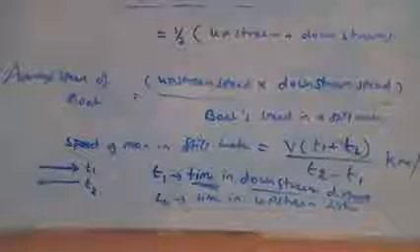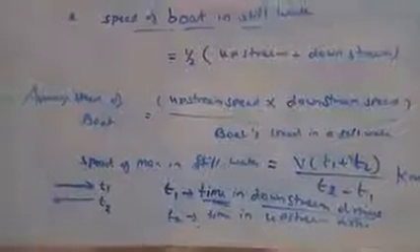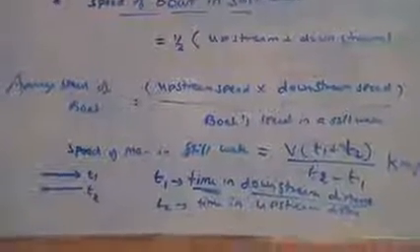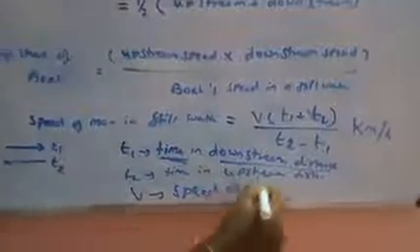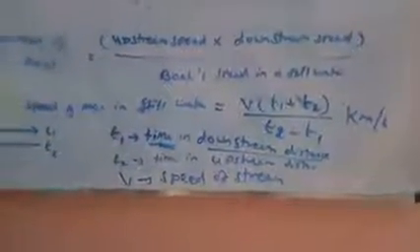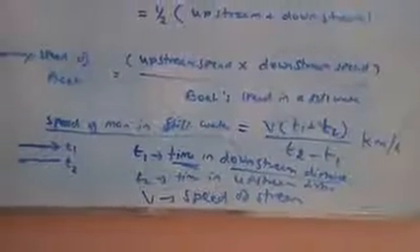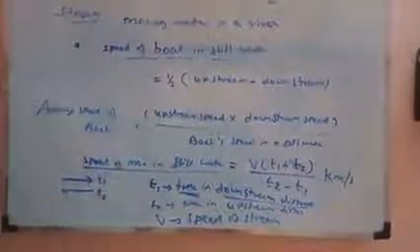If we know these two, and V is nothing but the speed of the stream, if you know all these factors, you are able to find the speed of man in still water. So this is another formula. Speed of man in still water is found by using V into (T1 plus T2) divided by (T2 minus T1). What is meant by V? In this question, V is the speed of the stream.